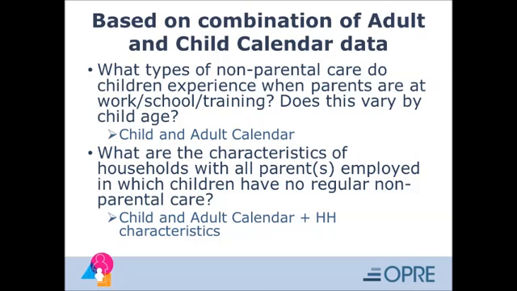The second question that's set as an example here is, what are the characteristics of households with all parents employed in which children have no regular non-parental care? So imagine a household in which both parents work and children spend no hours in regular non-parental care. Is parental care similarly the same for each parent? Is the work schedule of these parents different than those parents whose children have regular non-parental care? So these are some of the substantive issues the NSECE household data would allow you to explore.